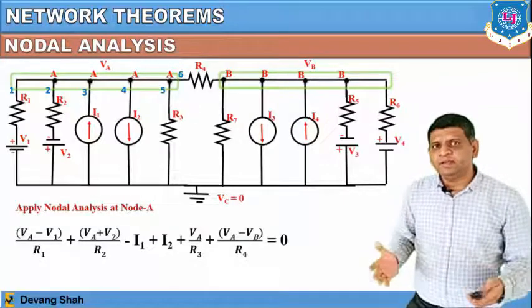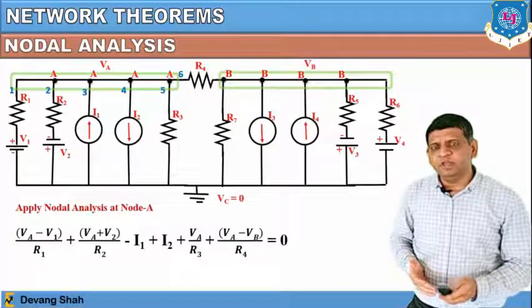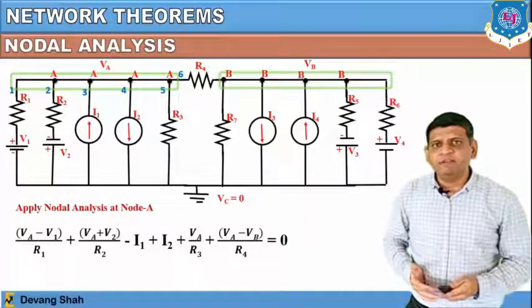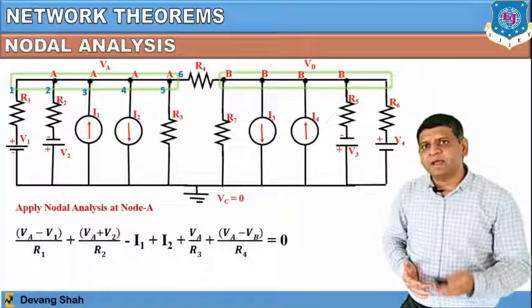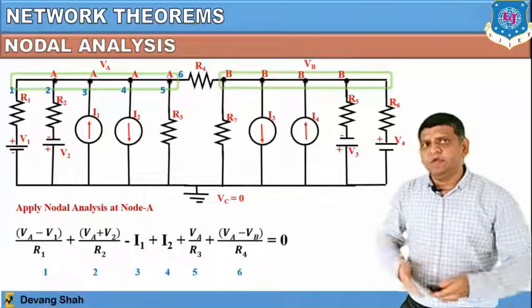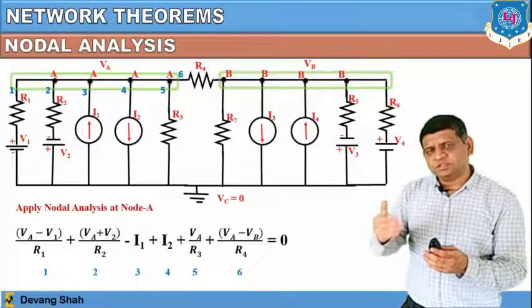So here VA minus V1 divided by R1 plus VA plus V2 divided by R2 minus I1 plus I2 plus VA divided by R3 plus VA minus VB divided by R4 is equal to 0. That's how you can apply nodal analysis. Now this is at the node A.